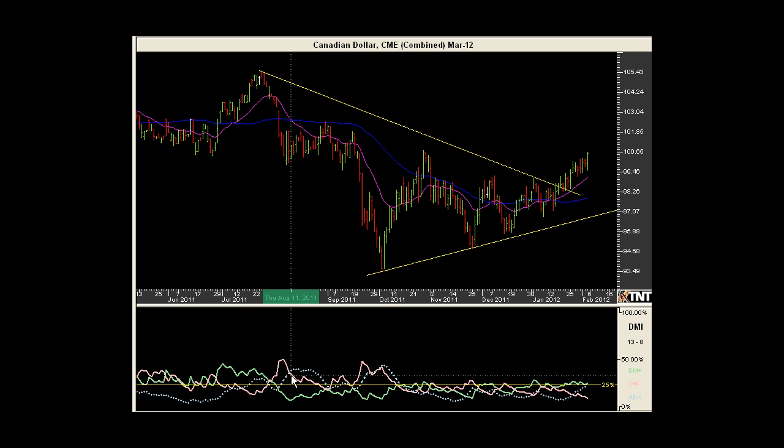Now, all you need to really know about interpreting ADX is that whichever line is on top is the market force that controls the market. So in this instance back here, where the green line was above the red line, the bulls control the market. Here, where the red line is above the green line, the bears control the market.